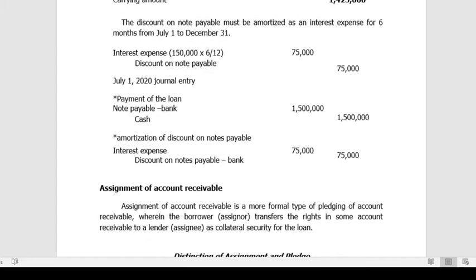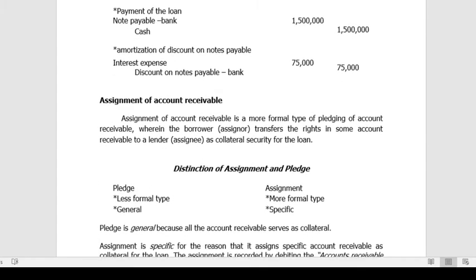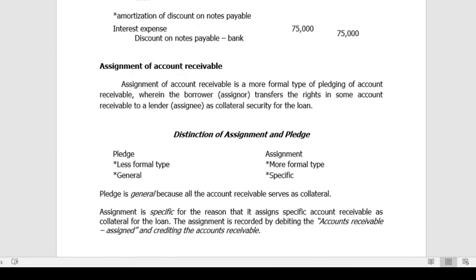Now let's proceed to the assignment of the accounts receivable. So the assignment of accounts receivable is a more formal type of pledging of accounts receivable wherein the borrower, or more properly called the assignor, transfers the rights in some accounts receivable to a lender, which is called the assignee, as collateral security for the loan.